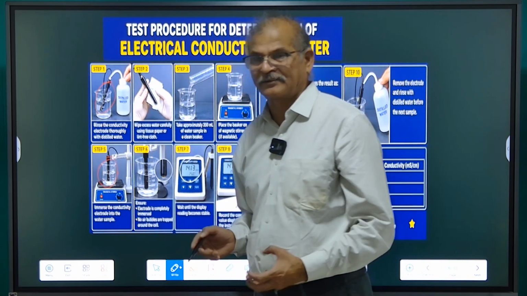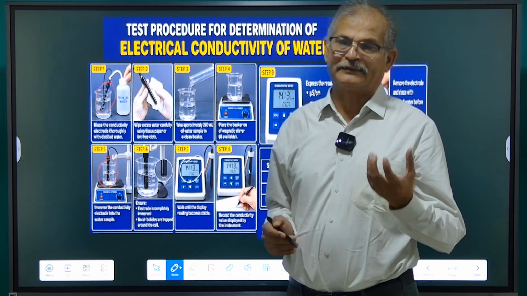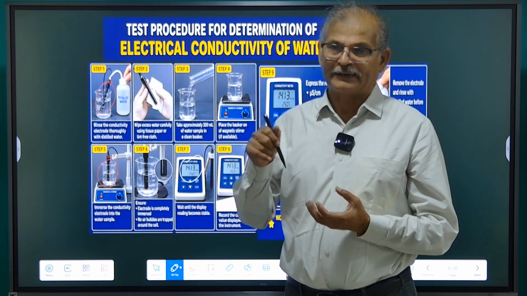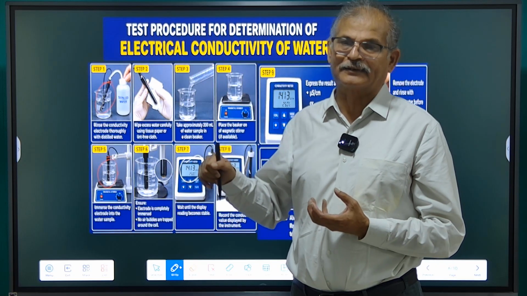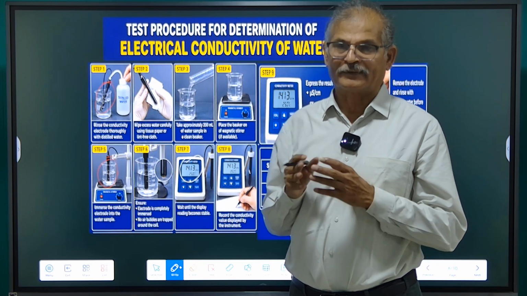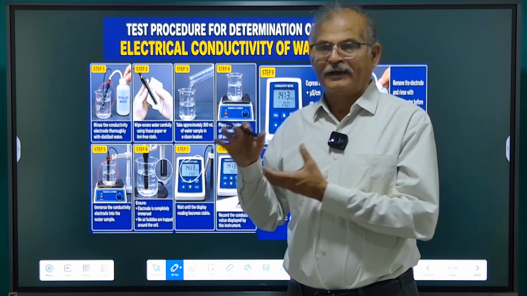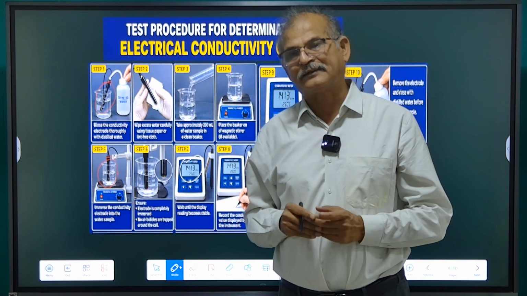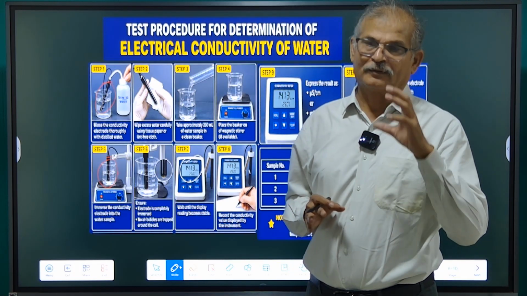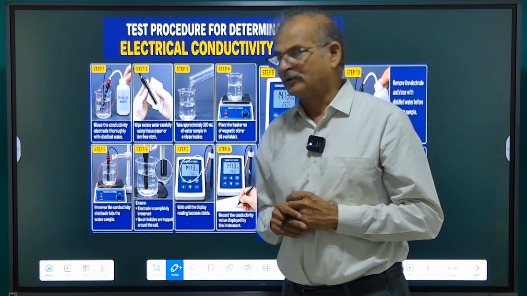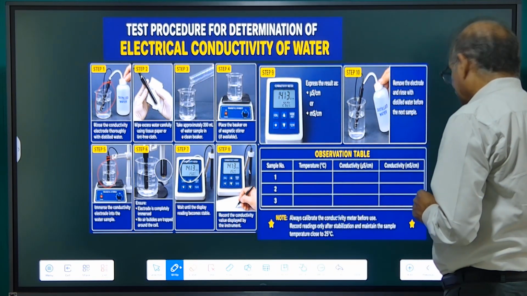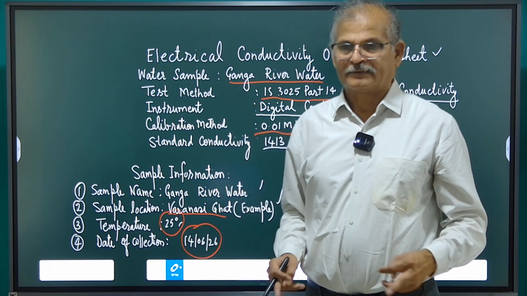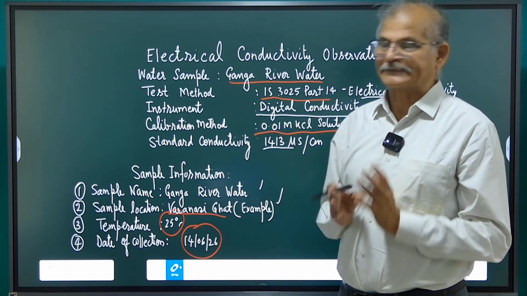Similarly, we take the field solution maintained at 25 degrees centigrade plus or minus 1 degree centigrade. In that, we take the measurement and record the electrical conductivity of that water. If the temperature in the field or in the laboratory is not proper, then we should apply the temperature correction given in clause 7.2 of IS 3025. We can take a field observation sheet to understand well.